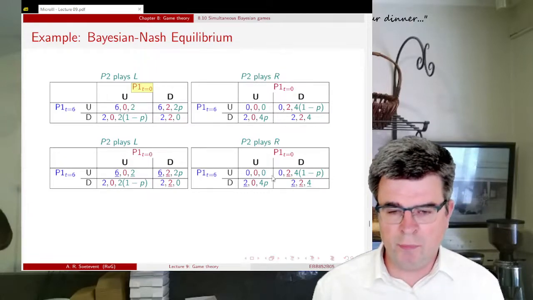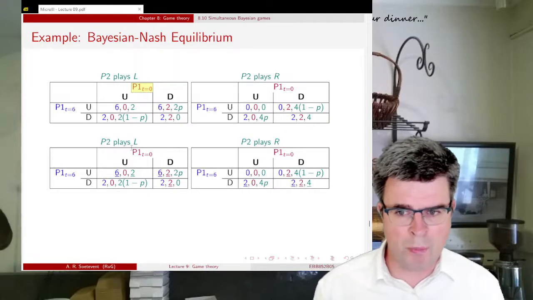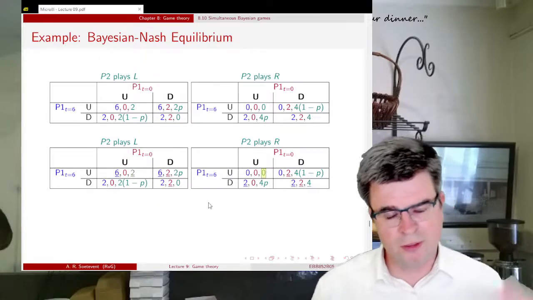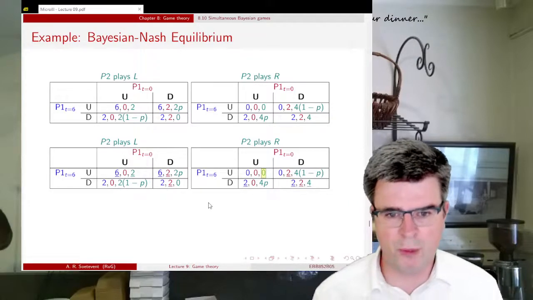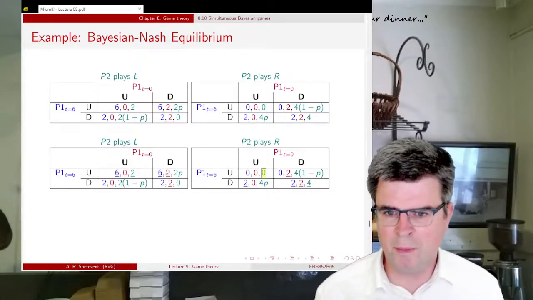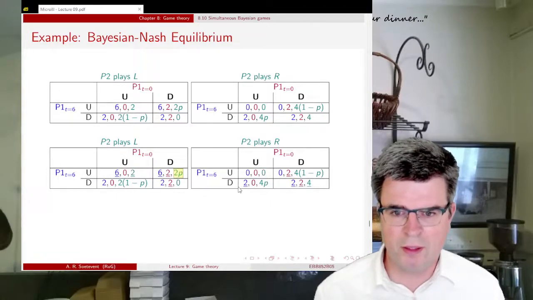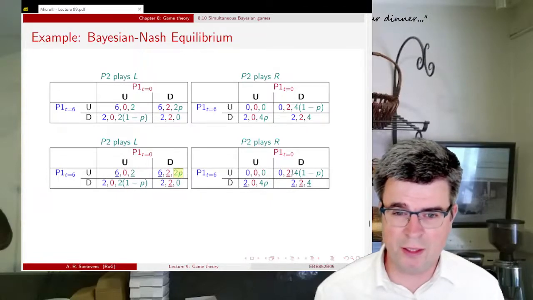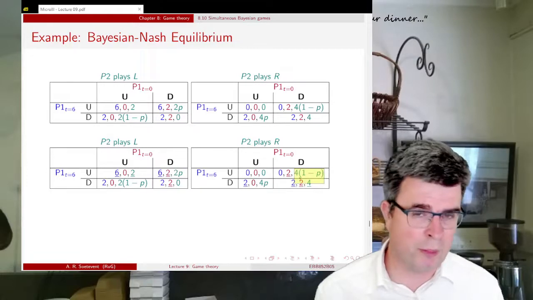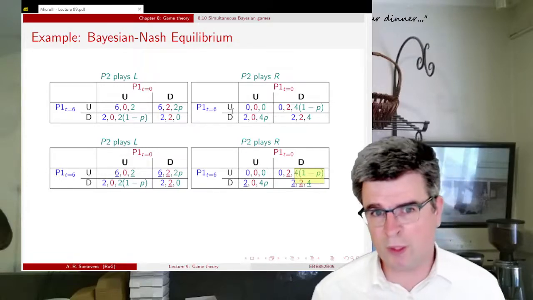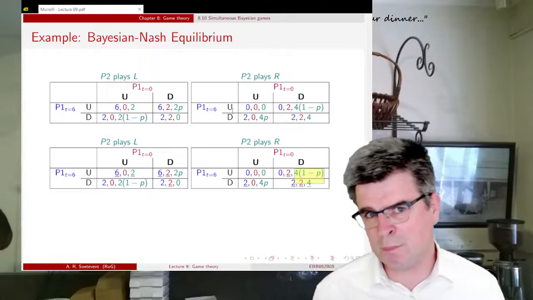And we then also need to consider what's optimal for player 2 to do, playing left or right. So player 2 will compare the 2 here to the 0 here, because that's what is optimal for me to do given the strategies of the player 1 types. Now 2 is more than 0. Here he needs to decide, okay, left gives me an expected payoff of 2p. Choosing right gives an expected payoff of 1 minus p. What is more? Now that depends on the value of p.